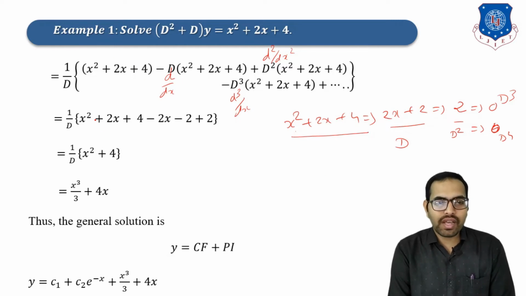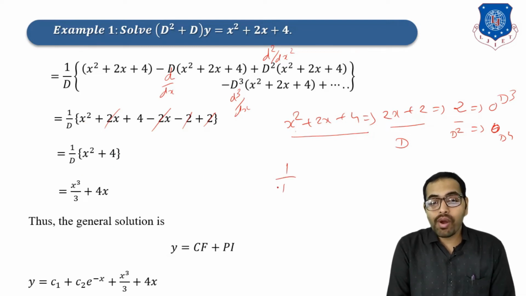Then first, the constant term x square plus 2x plus 4 is kept as it is. Here the single time derivative becomes 2x plus 2, and with the negative sign it becomes minus 2x minus 2. Here d square, the second order derivative, gives 2. The third time derivative is 0, the fourth time derivative is 0, and so on. Here 2 will cancel out, 2x will also cancel out, then it becomes x square plus 4.